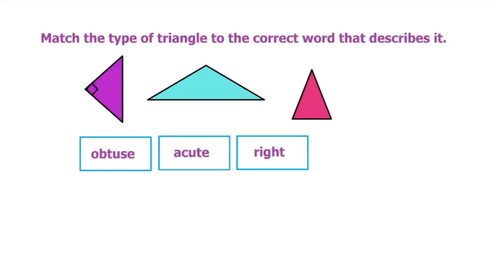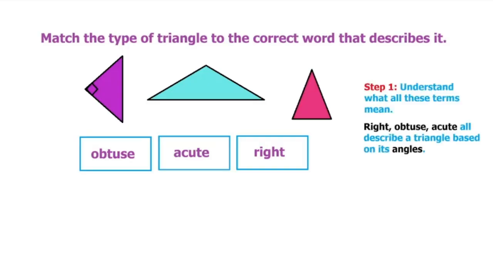In this lesson, we're going to learn about angles. So if we have a problem like this that says match the type of triangle to the correct word that describes it, and these are the triangles and these are the choices: obtuse, acute, and right. So first step is understand what these terms mean.